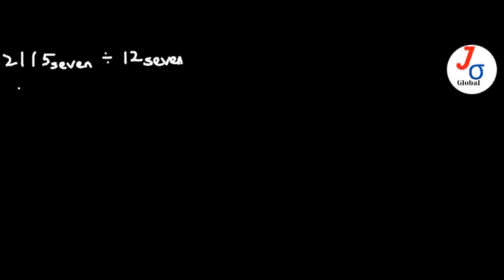Hi, so in today's lesson, we're going to be dividing in base 7 as well as other bases. So we have 2115 base 7 divided by 12 base 7. So how do we do this? The first step we have to do is to convert these numbers in base 7 to base 10.